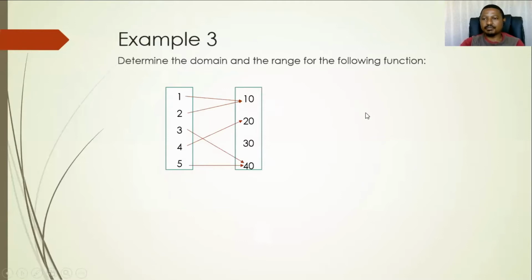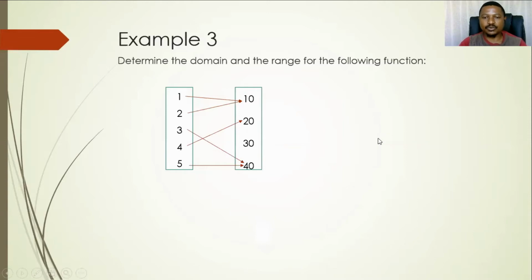Now, determining the domain here is also easy because we can easily see the elements of the domain and the elements of the range. But if you're looking at this set, this is not our range. This is our codomain, because we have 30 there, which hasn't been assigned to anything in the domain. So if we are looking specifically at the range for this function, we only take 10, 20, and 40. That would be our range because those are the elements of y that belong to the function.